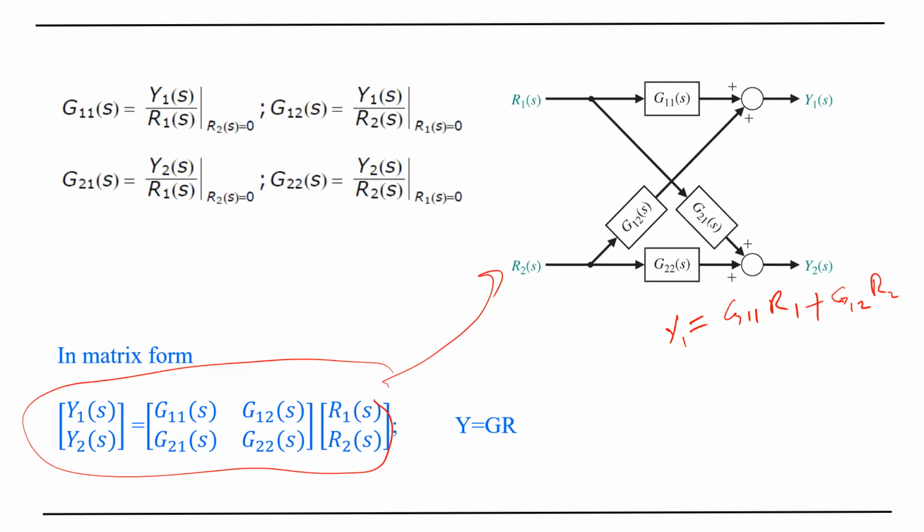You can go to higher order. As I gave you, Gij equals the ith output over the jth input, setting all the other inputs to 0. This is the way it will be.